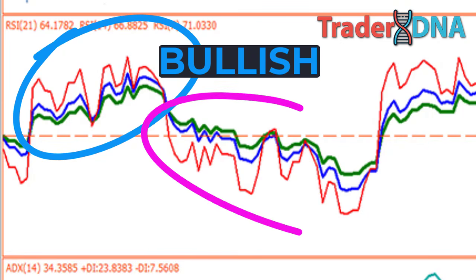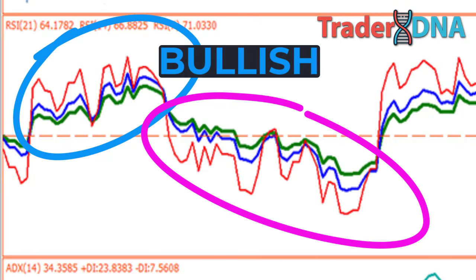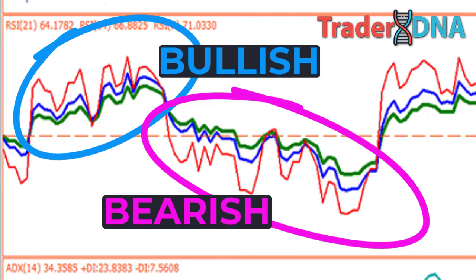When the dynamic red line reaches below the other two dynamic lines and all the lines are below 50 level, it declares a negative force on the asset price.